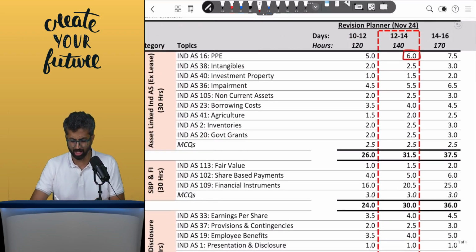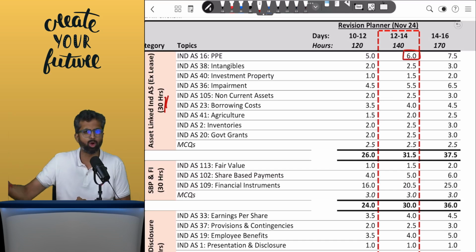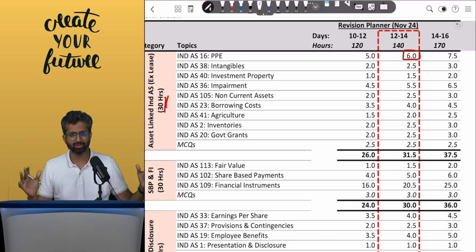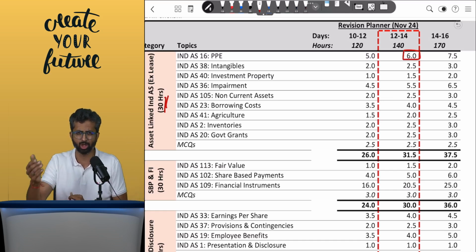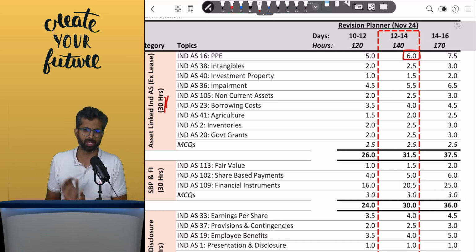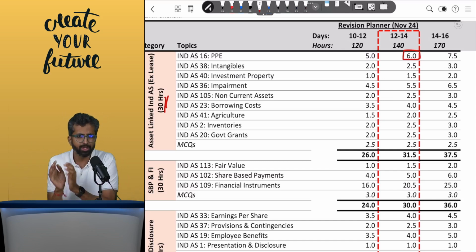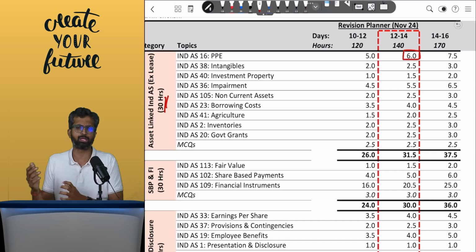On an average, around 25 to 30 hours is what is taken for the asset linked Ind AS. These are smaller standards. Almost every Ind AS should get over in, on an average, 3 to 4 hours. Some standards like impairment or PPE might take slightly longer, whereas something like investment property might take slightly less. But keep a target of around 3 to 4 hours on an average for these topics. So now you are in the groove. The starting we have kept slightly slower, because you're just getting into the groove of preparations and studies.